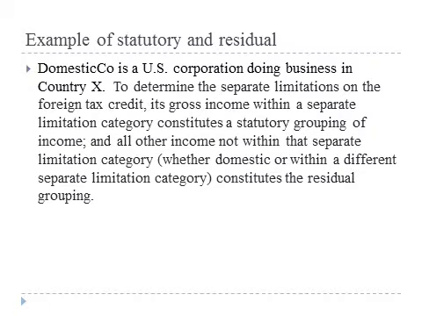Here's an example of statutory and residual groupings. Domestic Co. is a U.S. corporation doing business in country X. To determine the separate limitations for the foreign tax credit, its gross income within a specific and separate limitation category constitutes a statutory grouping of income, and all other income not within that separate limitation category, whether domestic or within a different separate limitation category, constitutes the residual grouping.